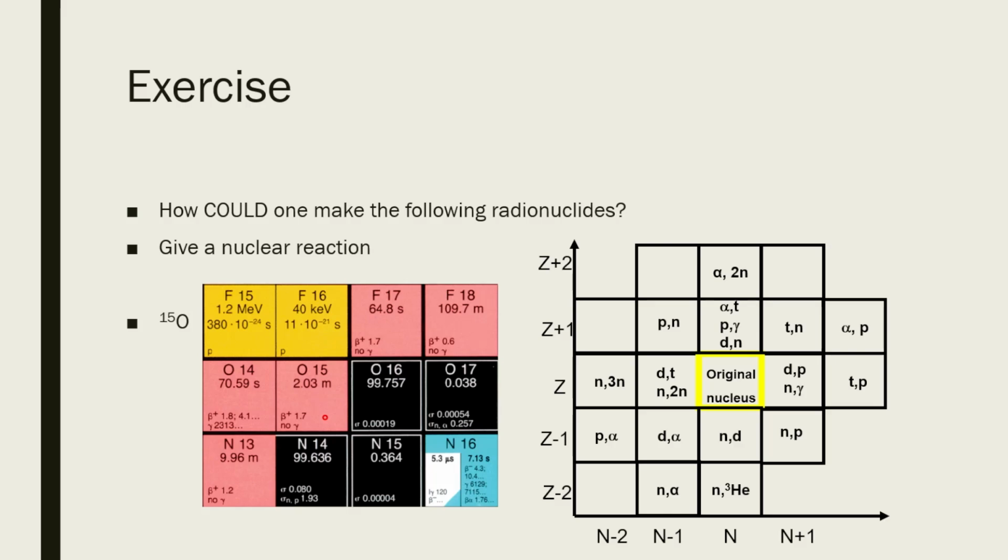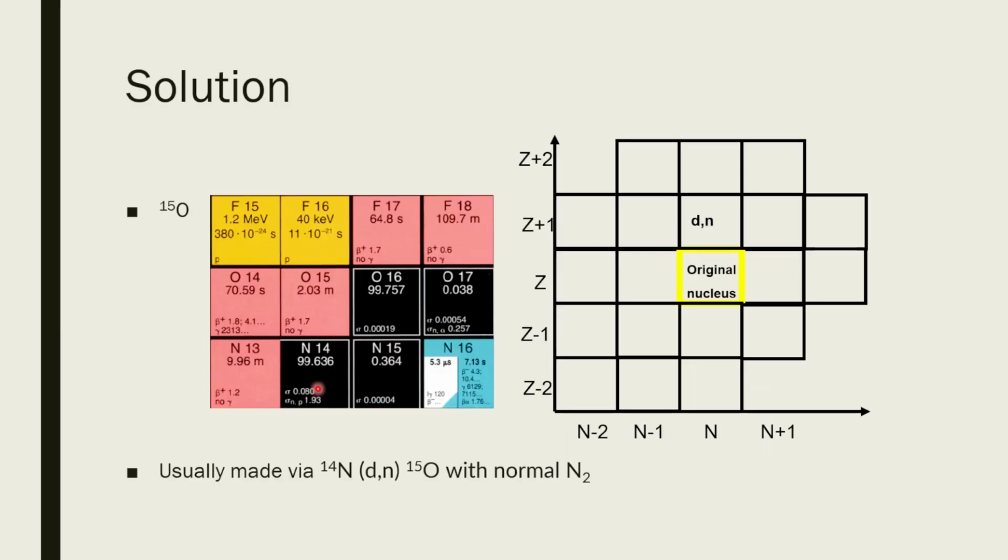Feel free to use all of this in order to come up with creative suggestions on how one could produce oxygen-15 with the most common light projectiles. On a large scale, it is usually made via nitrogen-14 gas, which will be bombarded with deuterons and perform a DN reaction. So a deuteron is one proton, one neutron, and one neutron comes out. This is how it's done on a large scale at the cyclotron.